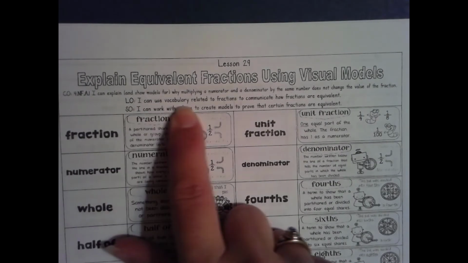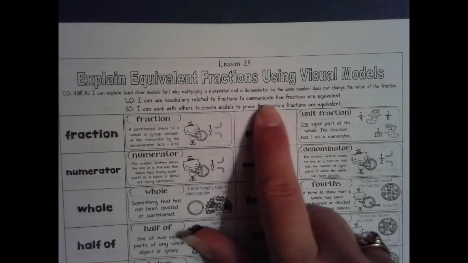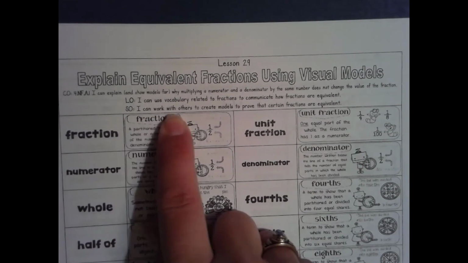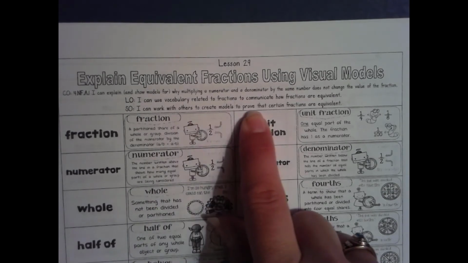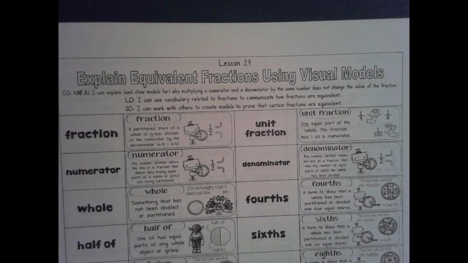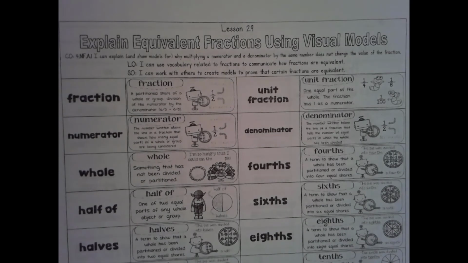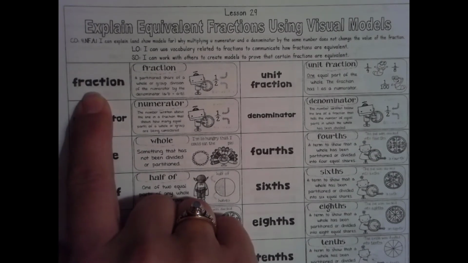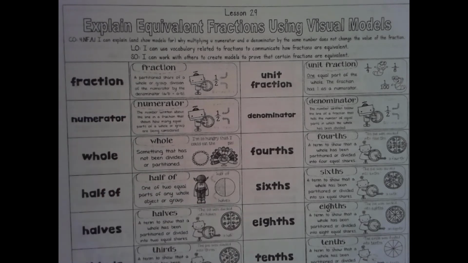Language objective, I can use vocabulary related to fractions to communicate how fractions are equivalent. Social objective, I can work with others to create models to prove that certain fractions are equivalent. So we have quite a few vocabulary words here. A fraction is a partitioned share of a whole group, division of a numerator by the denominator.